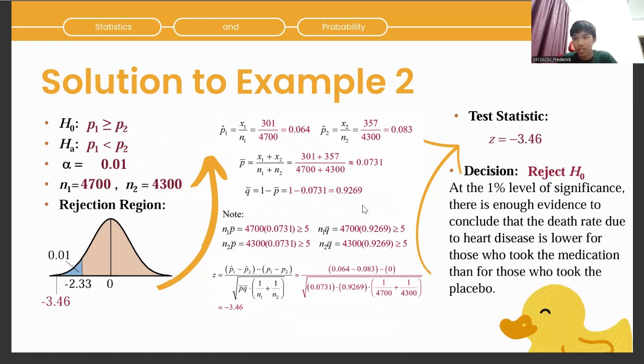That means that we should reject the null hypothesis. At the 1% level of significance, there is enough evidence to conclude that the death rate due to heart disease is lower for those who took the medication than for those who took the placebo.